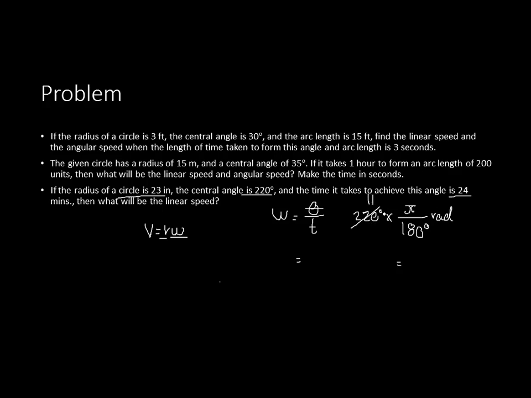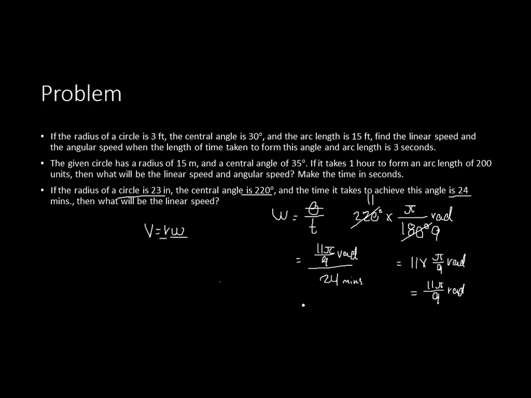180 degrees divided by 20 degrees, that will be just 9. So you have 11 times pi all over 9 radians. So the answer here is 11 pi all over 9 radians. So that's good. So we have our angle as 11 pi all over 9 radians all over the time, which is 24 minutes.